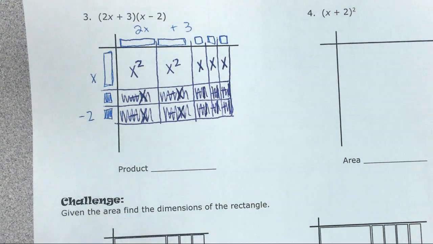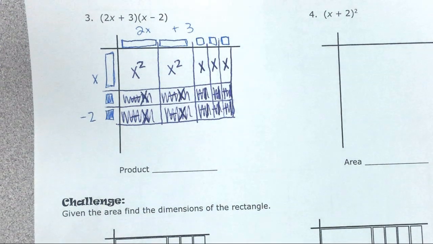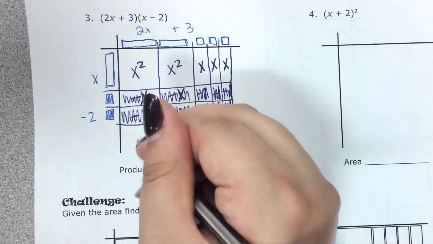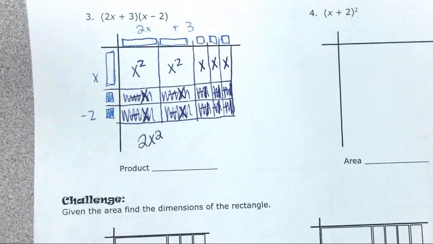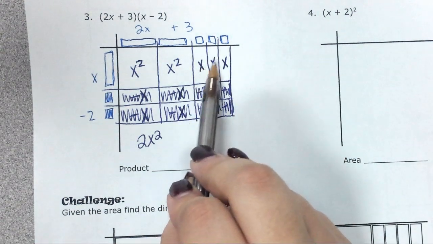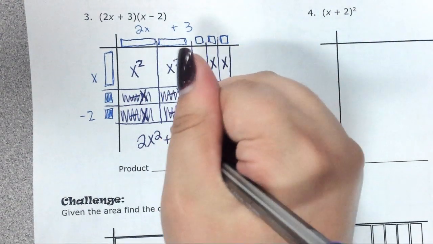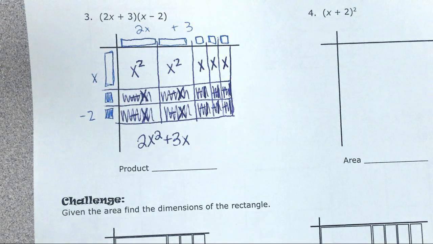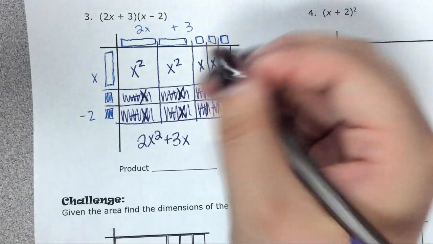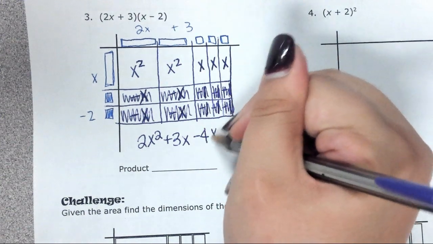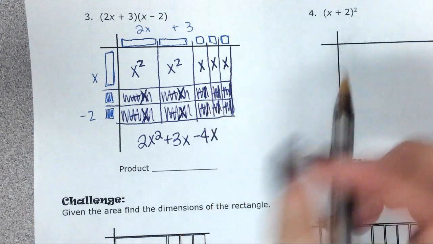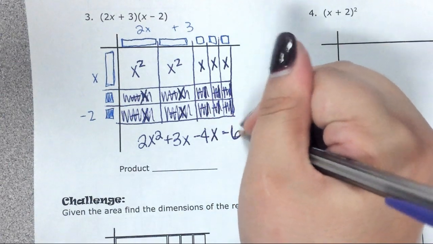Sorry, it's hard to see. I should have used a different color. So how many x squareds do I have? I have 2 x squareds. I have 1, 2, 3 x's. 1, 2, 3, 4 negative x's. Don't forget that x. And 1, 2, 3, 4, 5, 6 negative little ones.